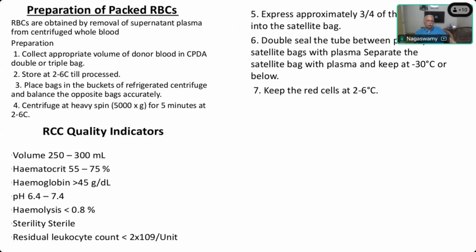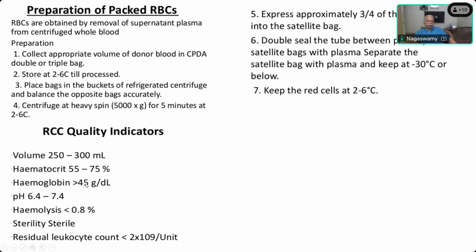Now, red cell concentrate quality indicators. What are the indicators for a good RCC? The volume is usually about 250 to 300 ml, and the hematocrit. Examiners sometimes ask you this question: what is the hematocrit of your packed RBCs you give for the patient? It is 55 to 75%, and the hemoglobin will be more than 45 grams per deciliter because we have removed all the plasma.